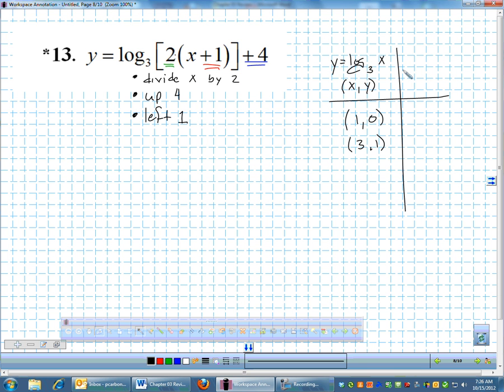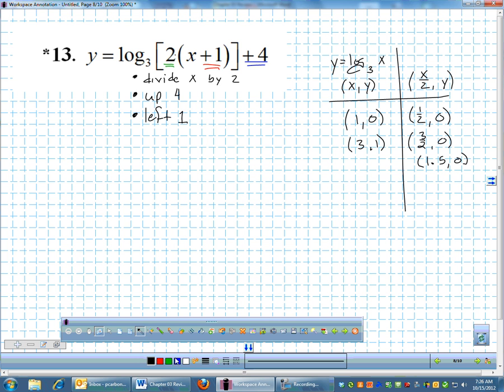And that's what we're going to do over here. I'm going to find the x divided by 2 first. My y coordinates don't change. So 1 divided by 2 is simply 1/2. Y coordinate stays 0. 3 divided by 2 is 3/2. Or if you want to say 1.5, it's the same thing.